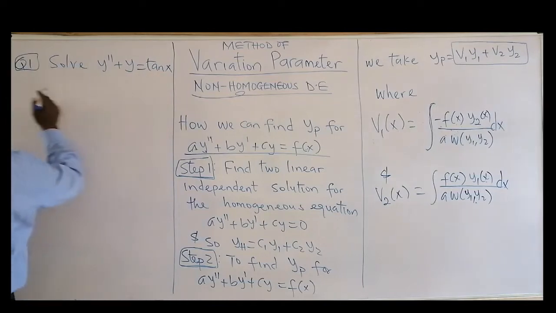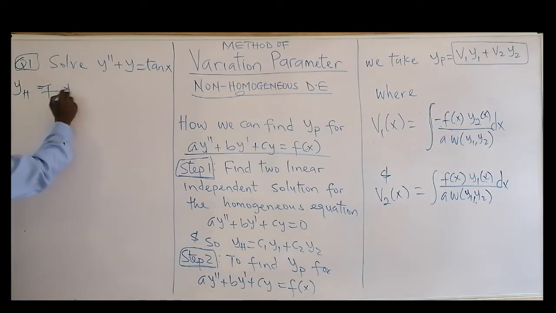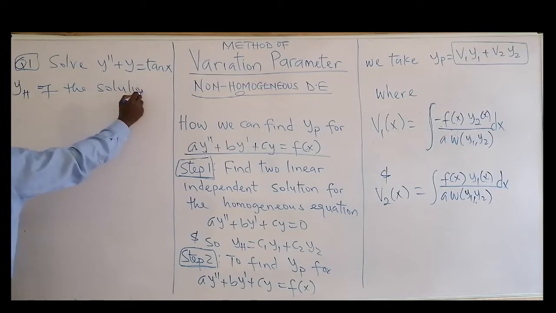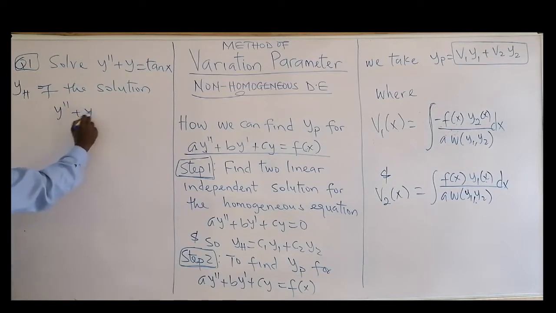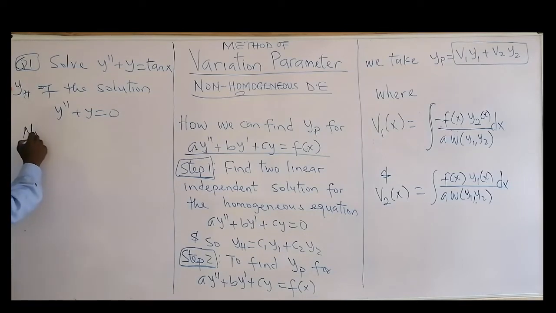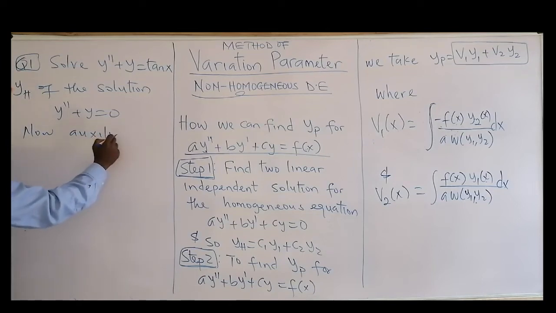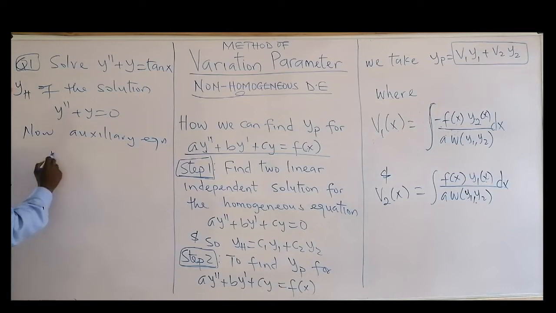The first thing to do is to get the yh of the solution. For yh, we solve y double prime plus y equal to 0. Now the auxiliary equation will be r squared plus 1 equal to 0. I know we are aware of that. Then let's get the roots of the auxiliary equation. r squared will be equal to minus 1, so r is plus or minus the square root of minus 1, which is i, the complex number. If you type it in your calculator, it will give you an error, but it's i.